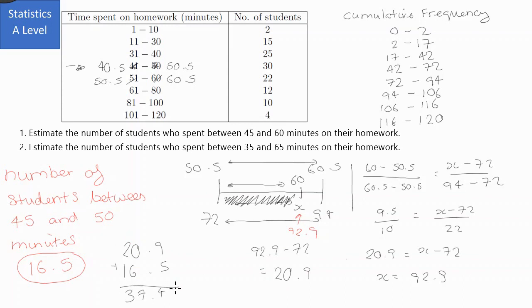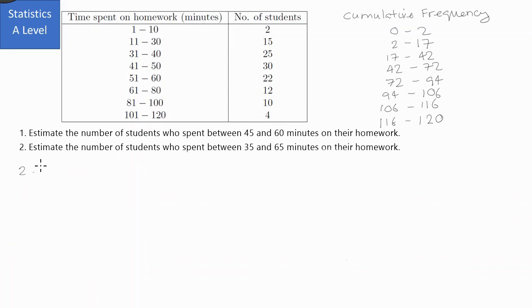37.4 students. Okay, what I'd like you to do now is pause the video and have a go at the second question. Then I'm going to go through it. Question 2. Estimate the number of students who spent between 35 and 65 minutes on the homework. So you look for the group that's got 35 minutes in it, and it's this one here. Remember to make the data continuous first, 30.5 up to 40.5.